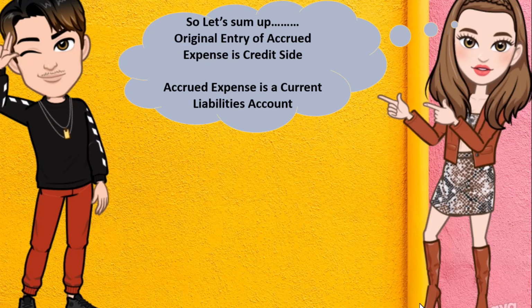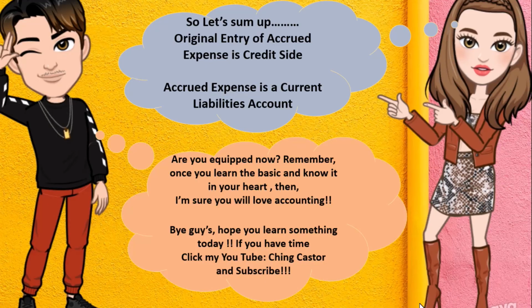So let's sum up. The original entry of accrued expense is on the credit side. Accrued expense is a current liabilities account. Prepaid expense is a current asset account. So are you equipped now?